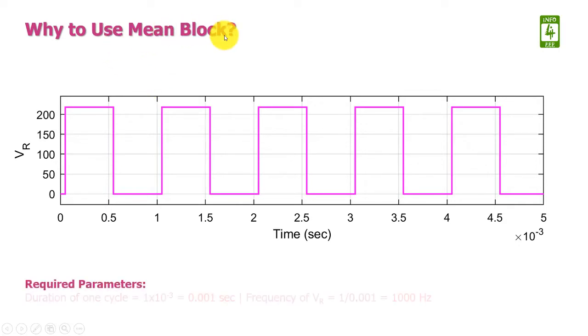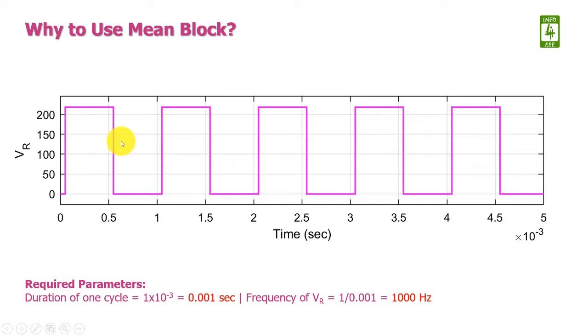In the mean block, there is one parameter required, that is the frequency of this square wave. As this square wave has 1 cycle of 1 × 10⁻³, that is a 1 millisecond cycle, it means it is 0.001 second, so its frequency will be 1/0.001, that is 1000 hertz. The 1000 hertz frequency will be used in the mean block to obtain its average value.